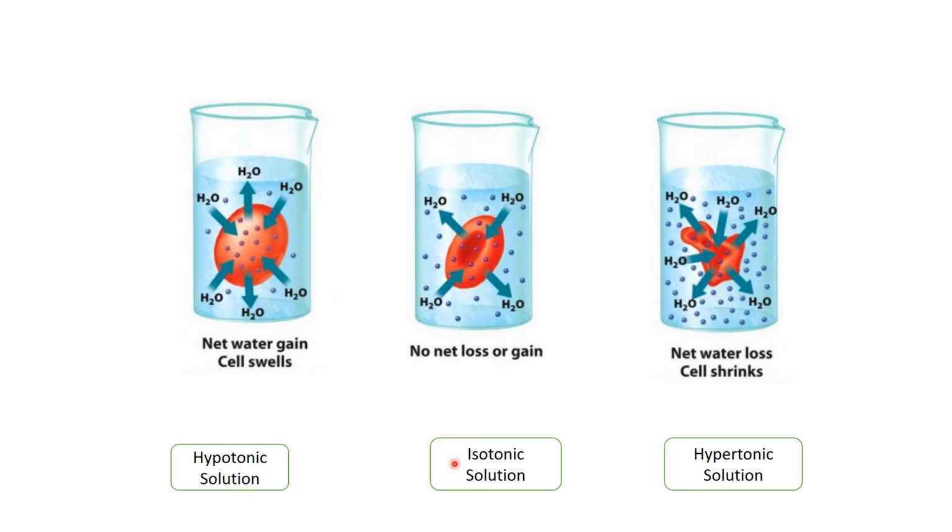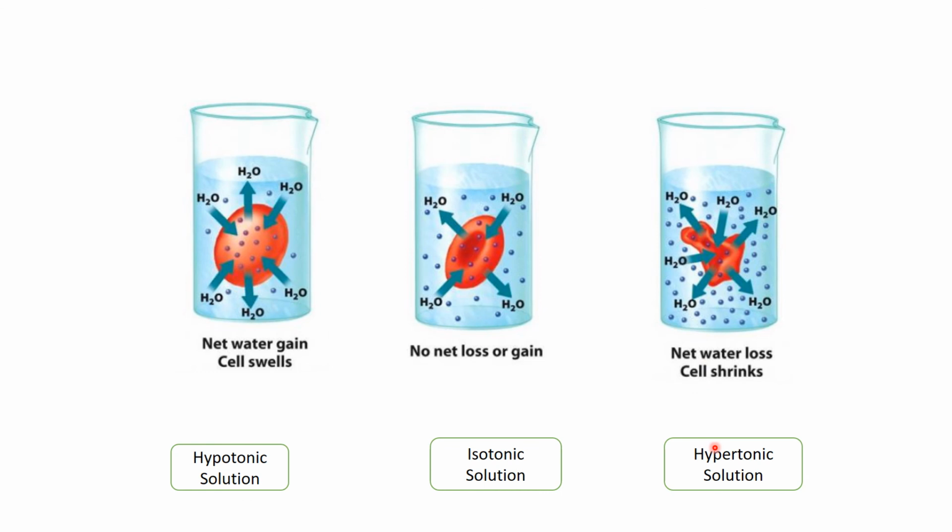This is the isotonic solution. Isotonic solution means the solution which has the same concentration inside the cell and outside the cell, and that is why however much water is moving out from the cell, the same amount of water is moving inside the cell. So that is why the net loss or gain is nil. So neither endosmosis nor exosmosis will take place in case of the isotonic solution.